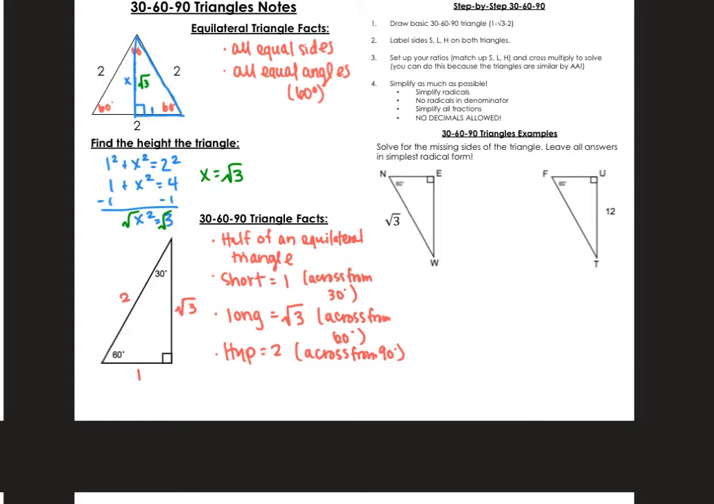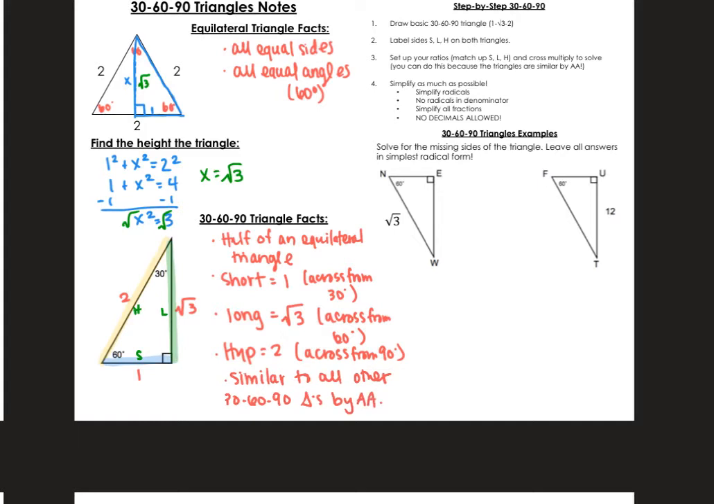So just like before, I'm going to highlight my hypotenuse in yellow. I'm going to highlight my short side in blue and then my long side in green. So we're going to label these short, long, and hypotenuse. Just like with a 45-45-90, a 30-60-90 triangle is similar to all other 30-60-90 triangles, and again by AA.